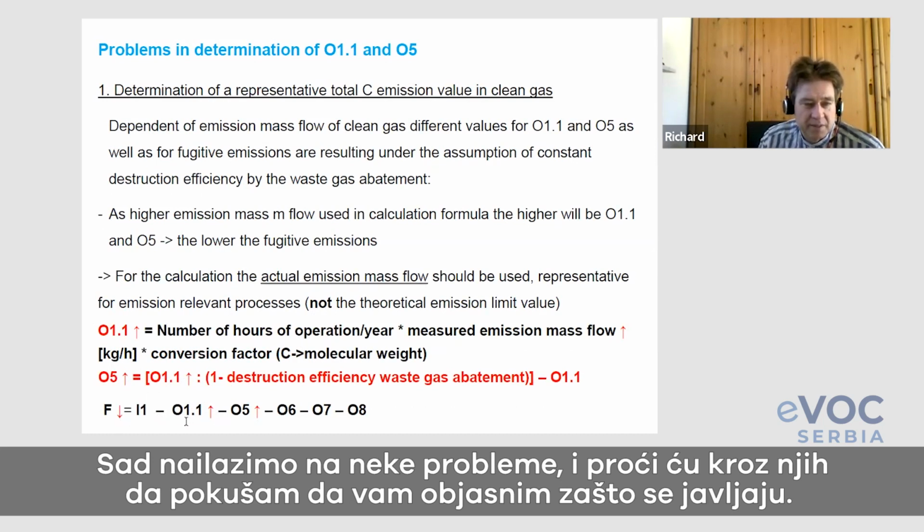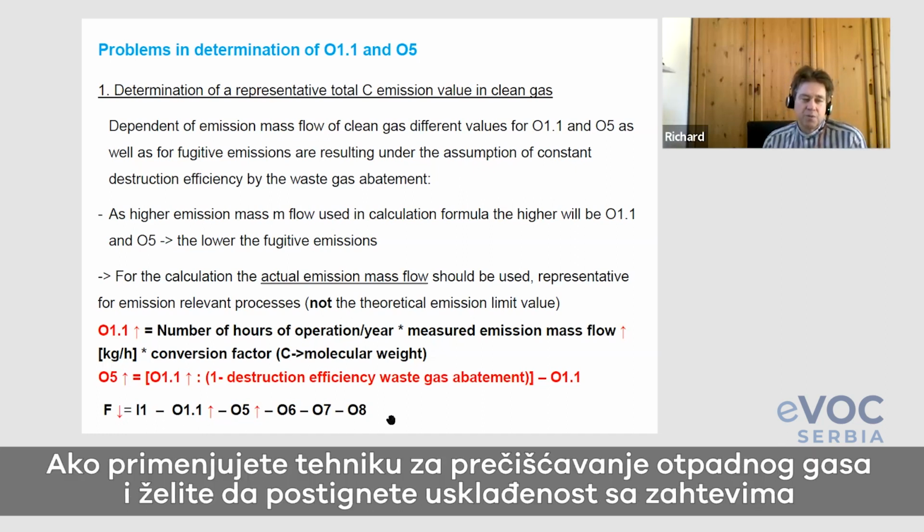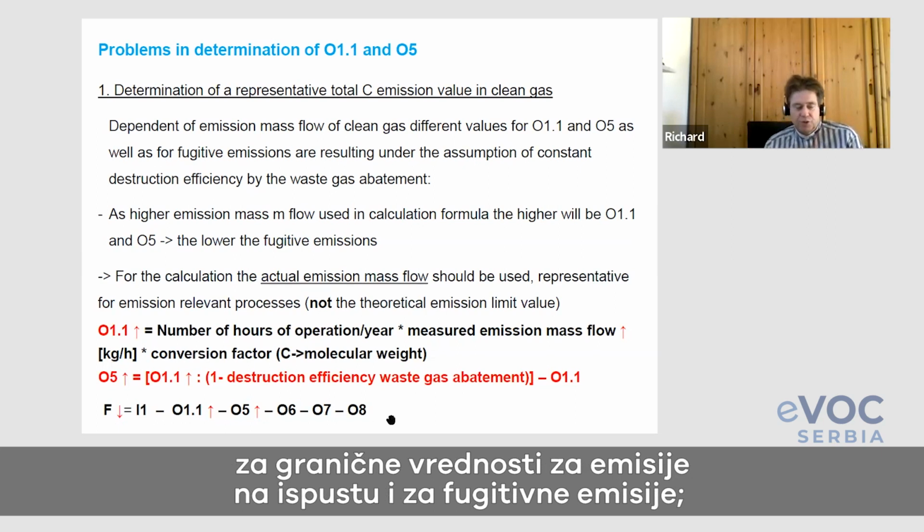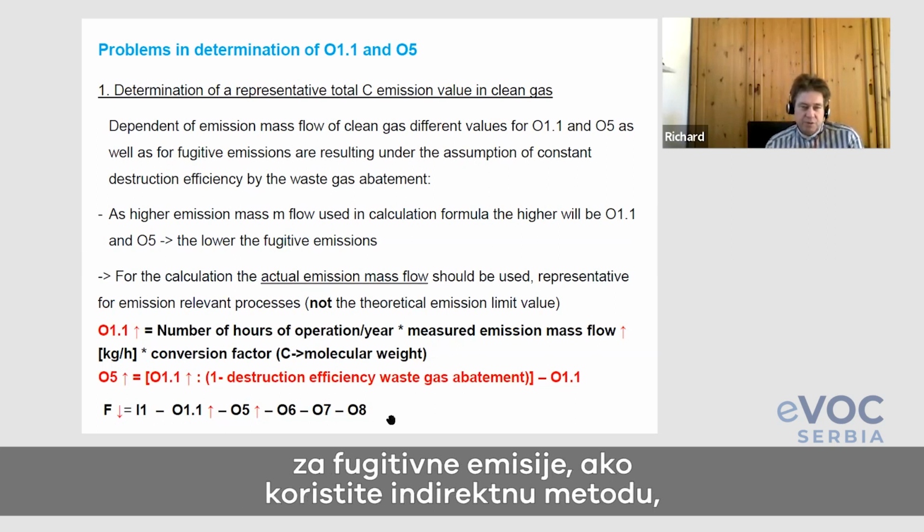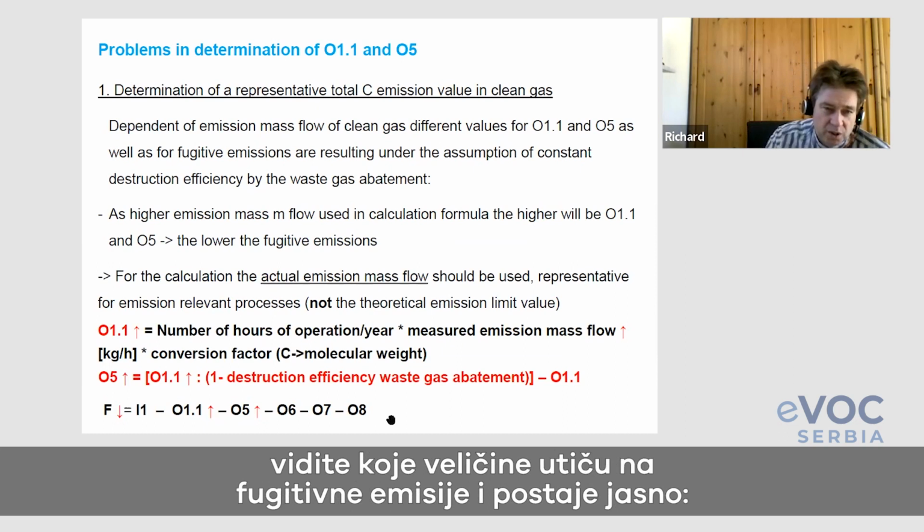Maybe here I can explain you why there are problems. So if you apply now a waste gas abatement and you want to comply with stack emission limit values and the fugitive emission limit values, and for the fugitive emission limit values, if you use this indirect method, you can see what quantities have an influence on the fugitive emissions.